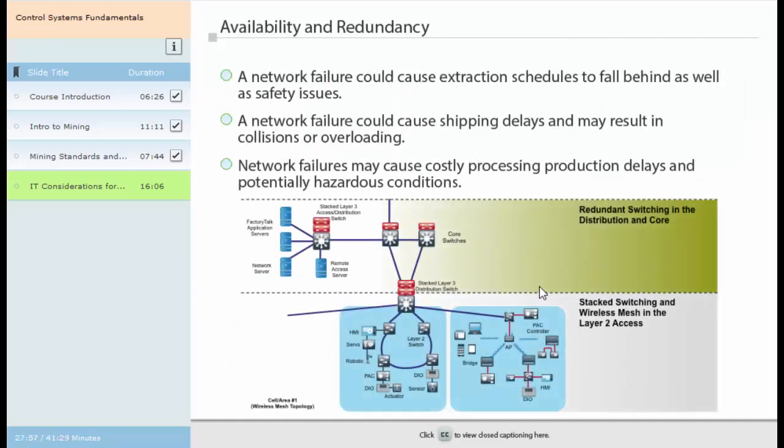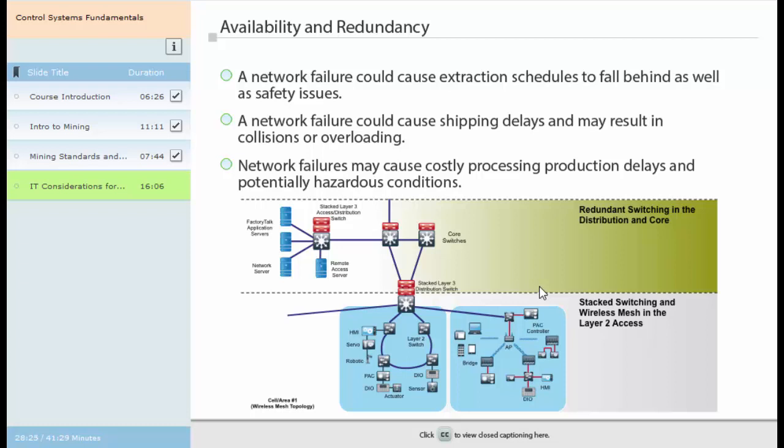Network reliability in mining is not only critical for operational goals, but reliability is also critical to the health and safety of mine workers. If the network fails, lost connectivity is costly due to delays and also potentially hazardous. In the extraction phase, a network failure could cause extraction schedules to fall behind, but in terms of safety, communication may be cut off from workers operating deep underground.